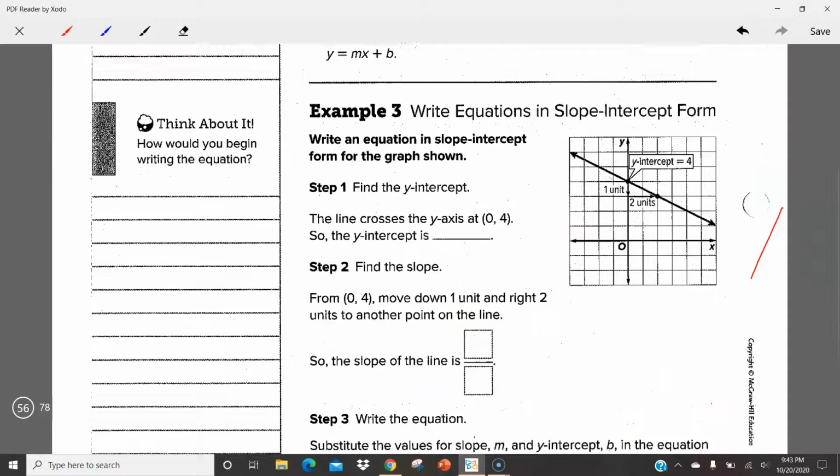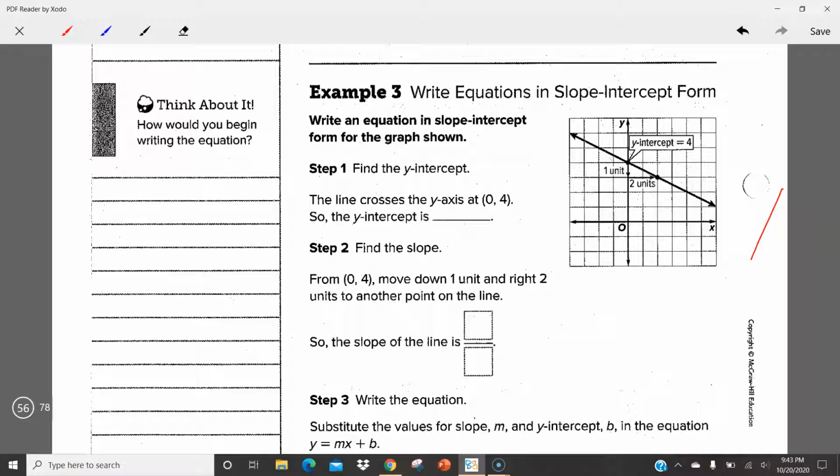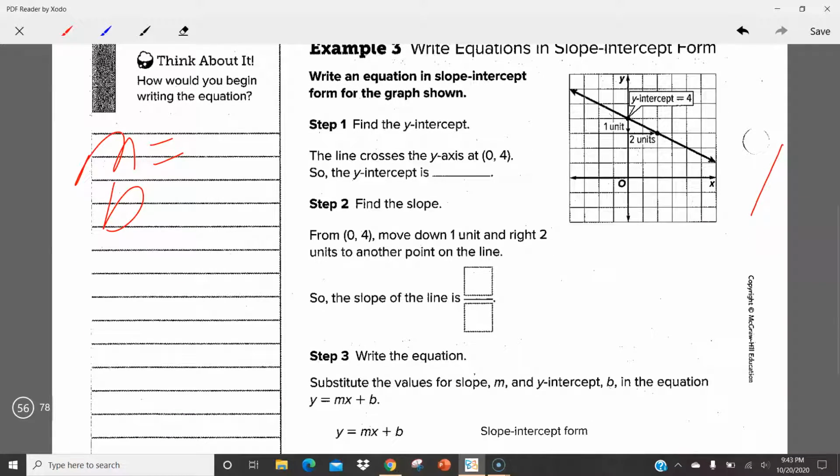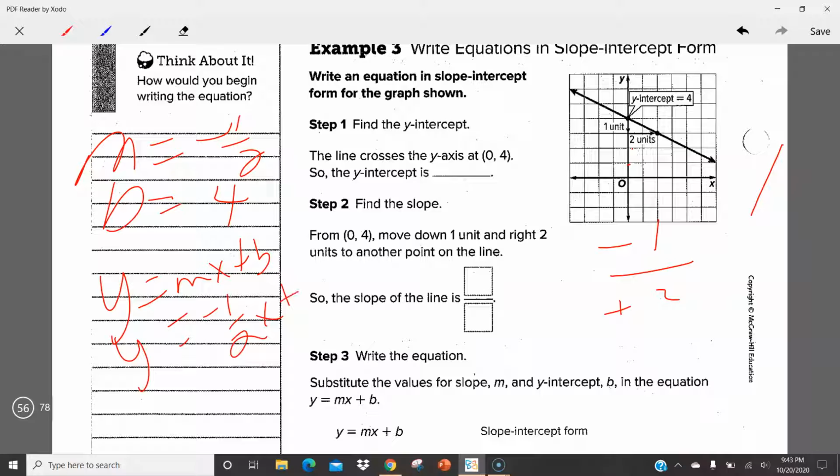Write equations in slope-intercept form. Again, you have to have a couple key pieces of information. You must have your slope. You must have your b. If I'm looking at this particular graph right here, I will know that this is my slope. I'm going down 1 unit, so it's -1, and right 2 units, it's +2. So my slope is -1/2. Now my b is at 1, 2, 3, 4, at 4, so it's going to be y equals mx plus b. And again, you have to write it like I'm writing it. Y equals my m is -1/2, x plus my b is 4.